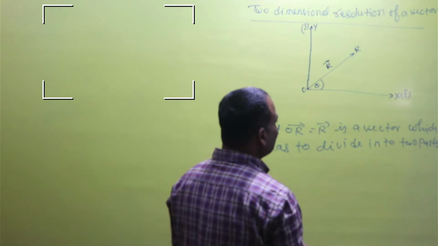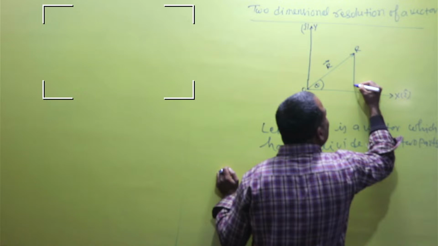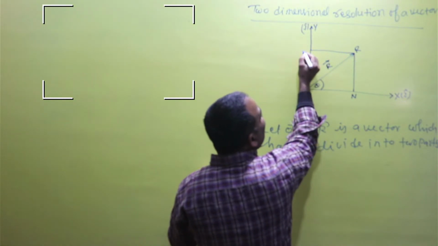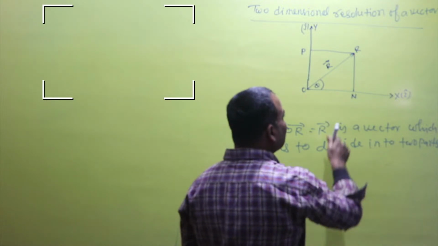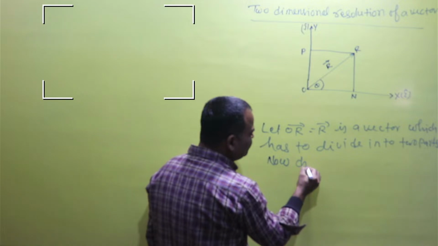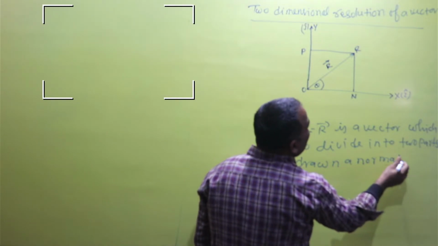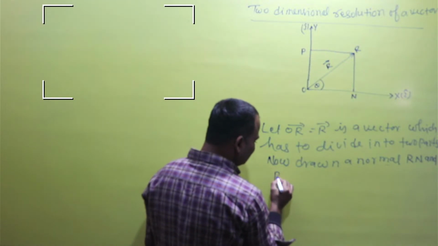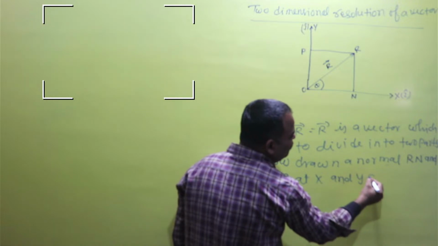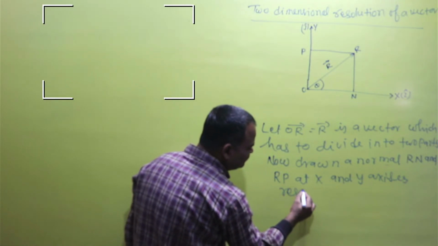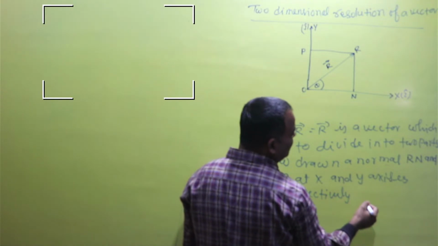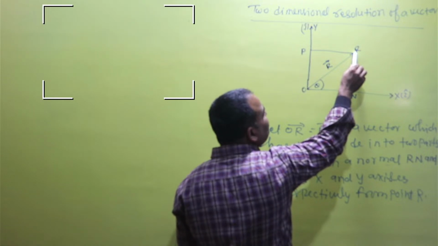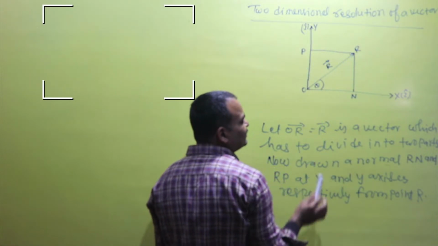Now we draw a normal Rn at the x-axis and a normal Rp at the y-axis from the point R. So now we draw normal Rn and Rp at the x and y axes respectively from point R.